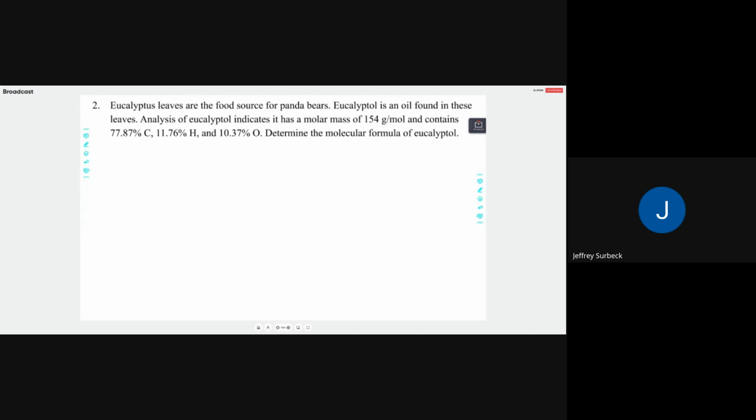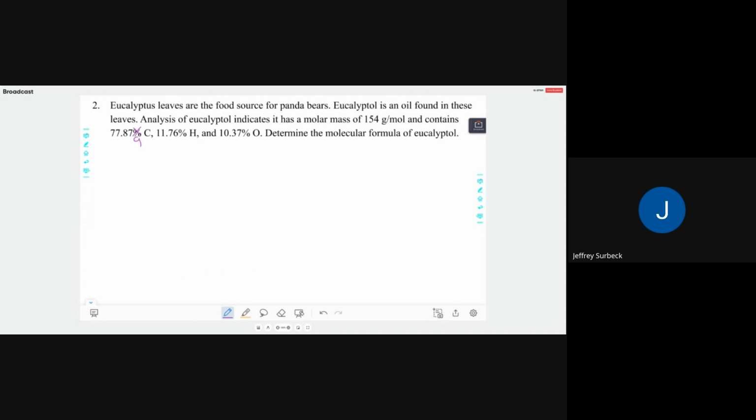It says eucalyptus leaves are found as a food source for panda bears. Eucalyptol is an oil found in these leaves. Analysis of this eucalyptol indicates it has a molar mass of 154 grams per mole and contains 77.87% carbon, 11.76% hydrogen, and 10.37% oxygen.